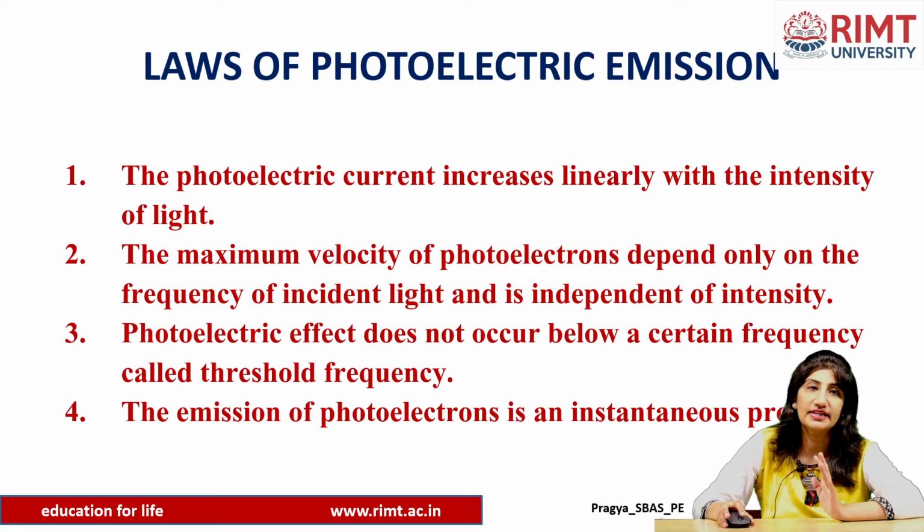Concluding all these variations and observations, we have four different laws of photoelectric emission. Number 1, from graph 1, the photoelectric current increases linearly with the intensity of light. Second, the maximum velocity of photoelectrons depends only on the frequency of light and is independent of the intensity. Number 3, the photoelectric effect does not occur below a certain frequency, which is called the threshold frequency, also denoted by nu naught. Last, the emission of photoelectrons is an instantaneous process. There is no time lag.